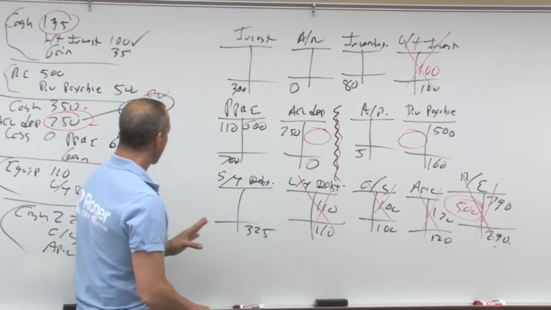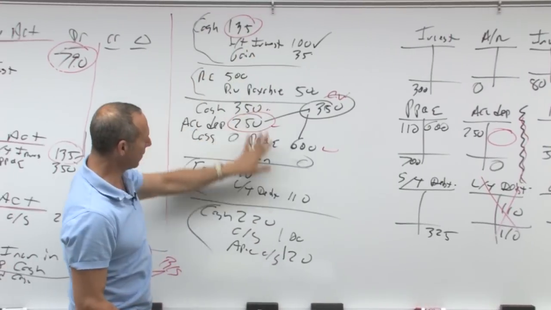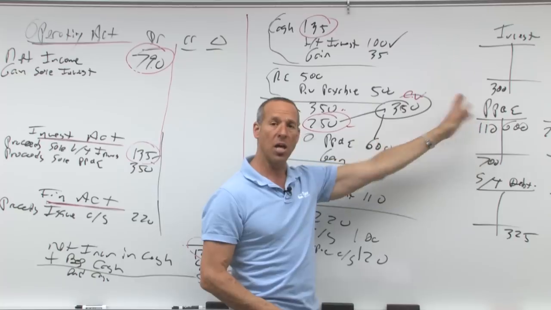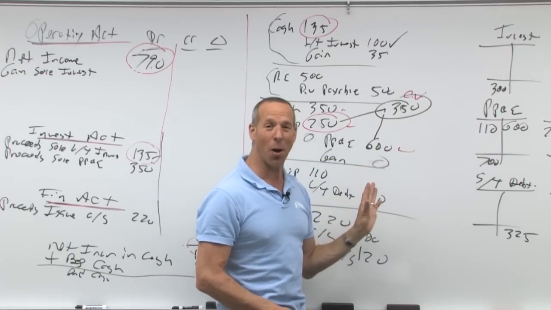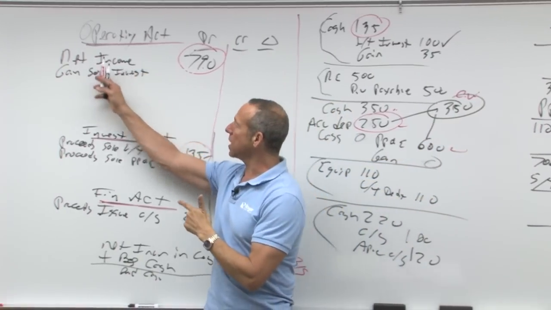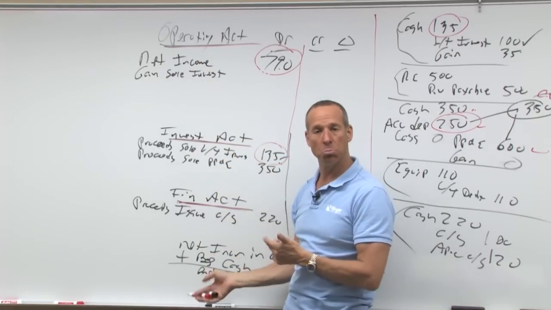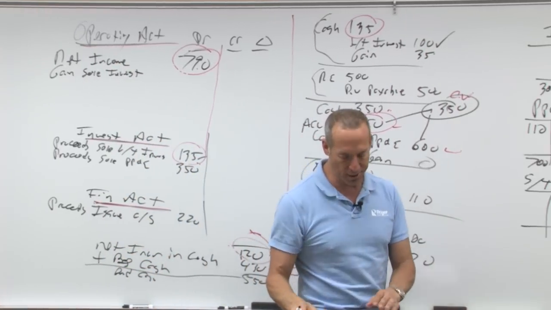Step 3, come to the additional information, do the journal entries. 3 rules. Debit or credit to a balance sheet account, go to the T account. Debit or credit to an income statement account goes over here on the income statement. Debit or credit to cash goes on the statement of cash flows. Perfect. All right, so we just did all that.